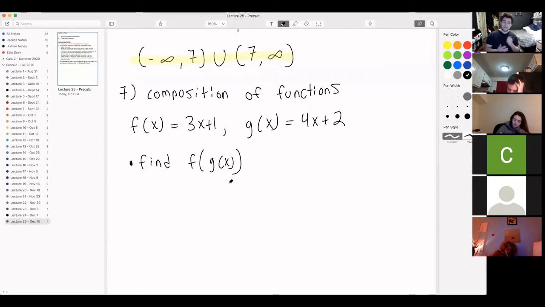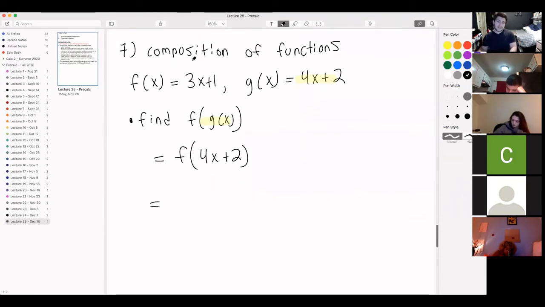Okay, so this is the composition. This is not multiplying f by g. It's not that, so please don't make that mistake. Essentially, you go to f, and wherever you see an x in f's formula, you plug g in for that. So this is the same as f of 4x plus 2, right? Because here's g of x, and it's going right there. So it's f of 4x plus 2. So again, wherever I see an x in f's formula, I replace it with 4x plus 2.